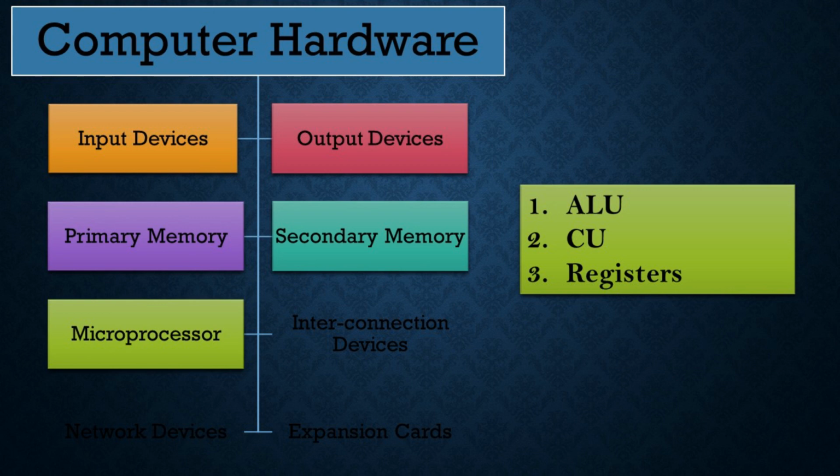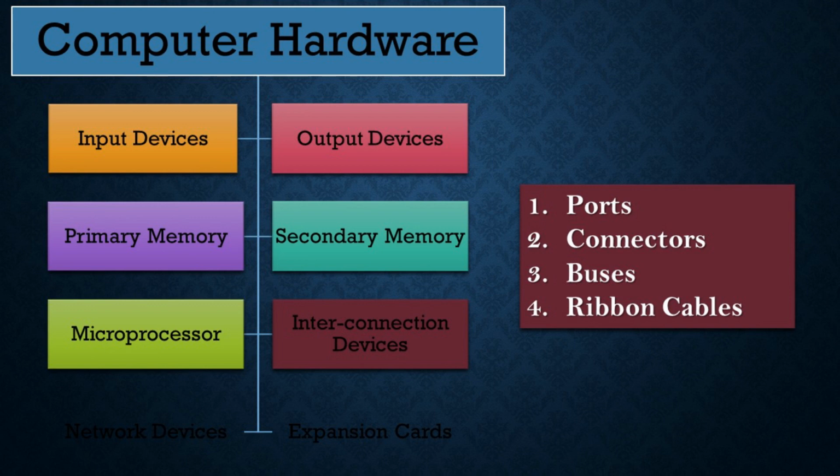Microprocessor. A microprocessor is also called CPU, or the brain of a computer. The CPU is divided into three parts: ALU, CU, and registers. Interconnection devices. Interconnection devices are devices that are capable of giving computers the ability to transfer data on hardware. Interconnection devices are ports, connectors, buses, and so on.